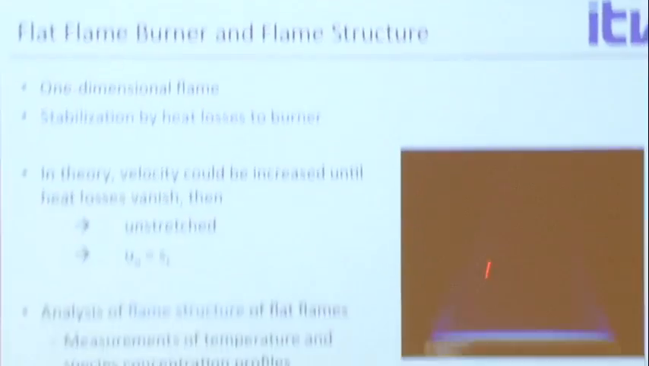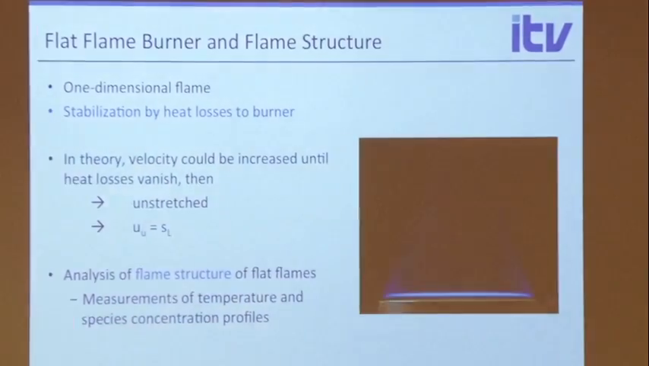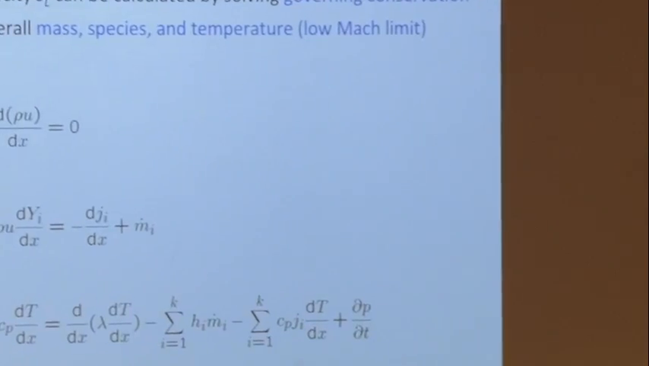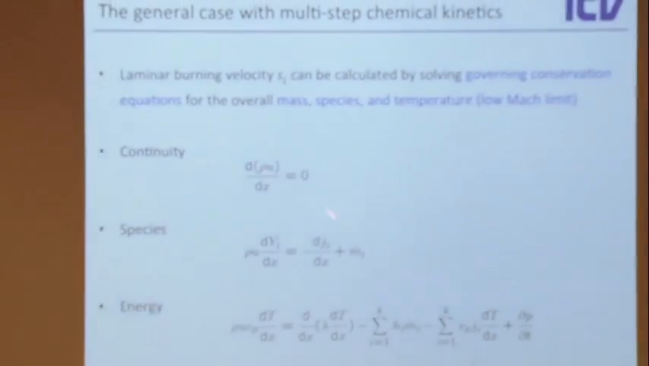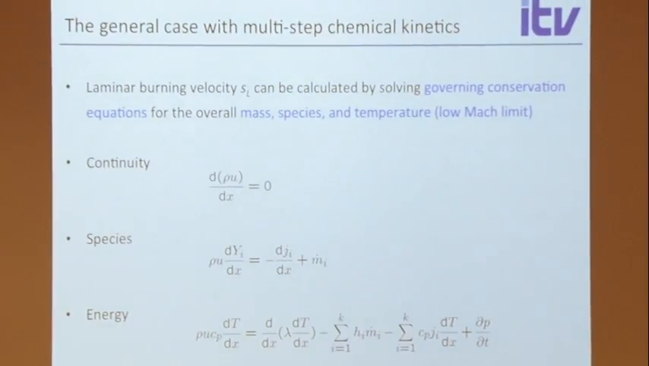If you have this burner stabilized flame, though, then there's no burning velocity. Then rho u is just whatever you specified at the inlet.